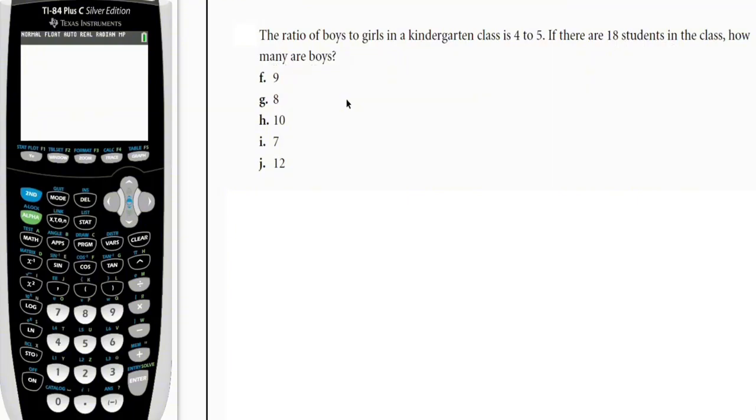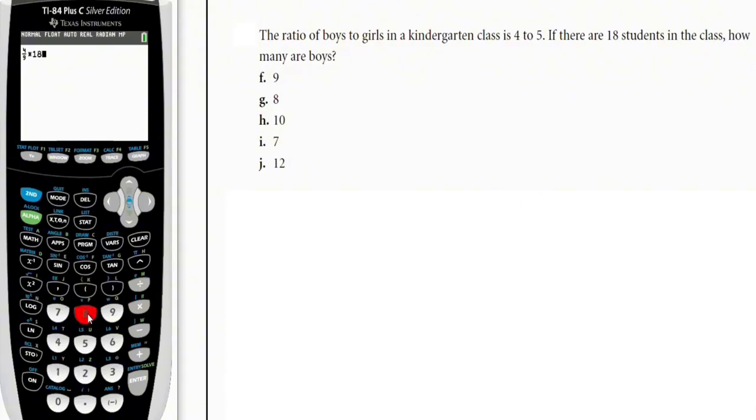To get the number of boys in the class out of 18 students, let's make use of this fraction button, alpha window. So fraction is here, so you press 1. So the ratio of boys is 4 over 9, 9 being the sum of the ratios between the boys and the girls. Alright, then times the number of students in the class. Number of students in the class is 18.